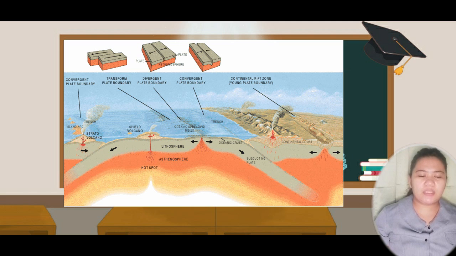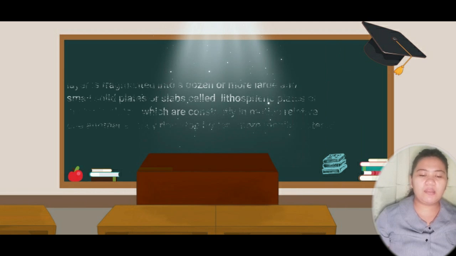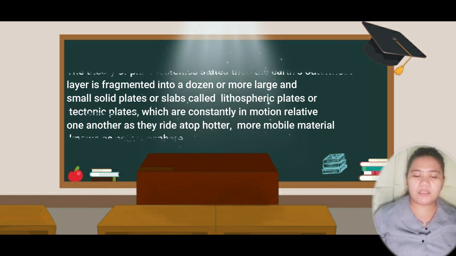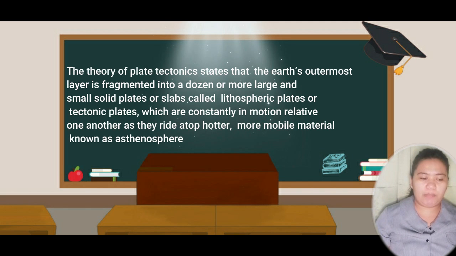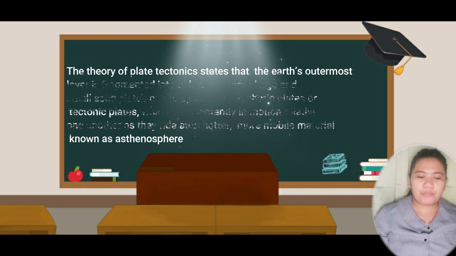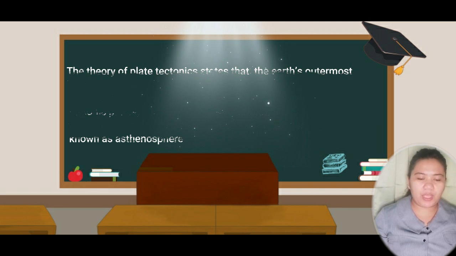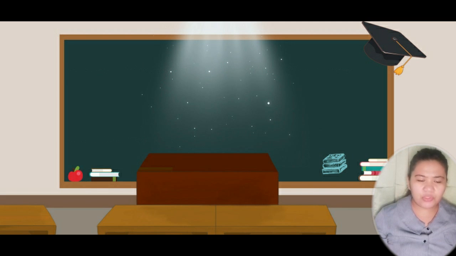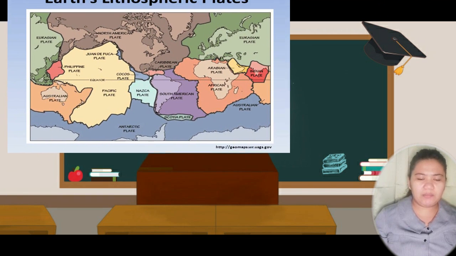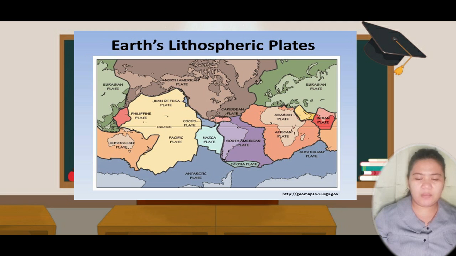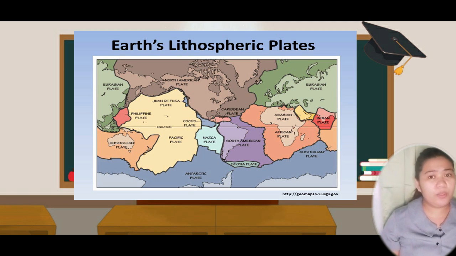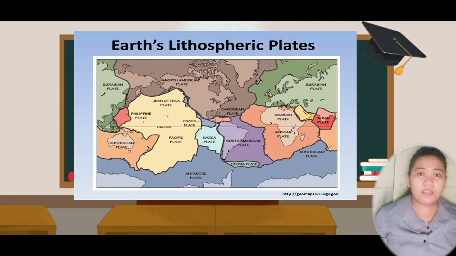So the theory of plate tectonics states that the Earth's outermost layer is fragmented into a dozen or more large and solid plates or slabs called lithospheric or tectonic plates. As shown in the picture, the lithosphere is subdivided into the huge continents that we have today. Some are really huge, such as the North American plate and the South American plate. But some are small, such as the Indian plate, the Philippine Sea plate, the Cocos plate, and the Caribbean plate. There are a lot more plates we'll be discussing as we proceed.